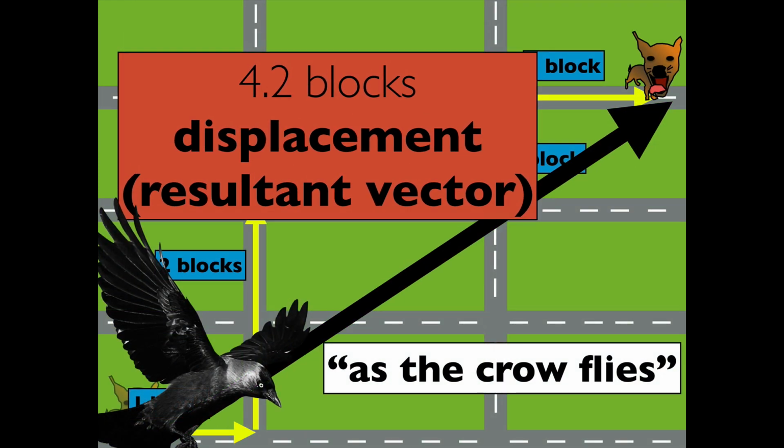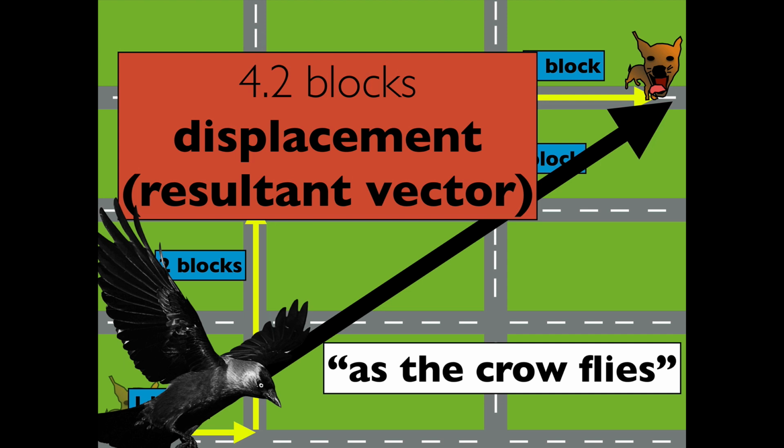So again, in summary, when we talk about displacement, we're talking about the distance the dog is from the point of origin. Another way to look at displacement is, I don't know if you've heard the old saying, as the crow flies. Well, displacement is as the crow flies. How far is the dog as the crow flies?